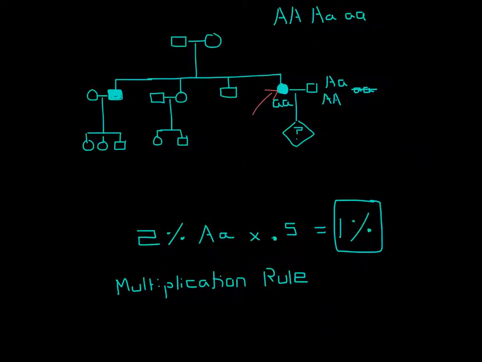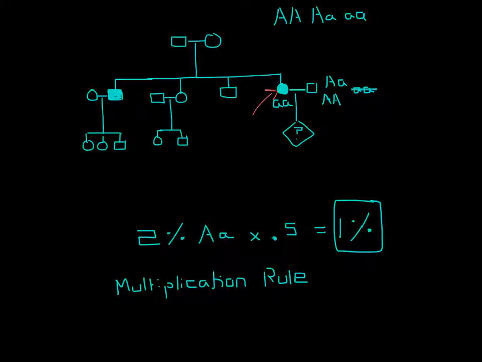So this is the multiplication rule, right? Because what we're doing is we have a 2% chance that the dad will be a carrier, a heterozygous genotype. And then it'll be a 1/2 chance, right, that he'll give the recessive allele to the child. So it's 2% times 0.5, which will equal 1%. So there's only a 1% chance the child will have PKU.